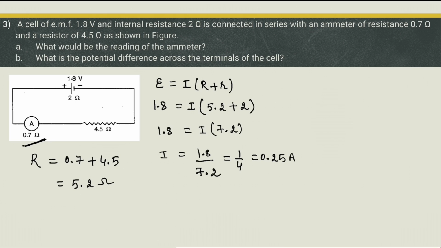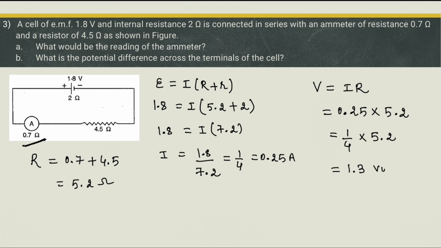And what is the potential difference across the terminals of the cell? So remember here current is flowing through the circuit. So potential difference across the terminals of the cell in that situation is known as terminal voltage, and the formula is I into capital R. Alright, so current is 0.25 into capital R is 5.2. But instead of taking 0.25, if I take 1 by 4, calculation becomes easy, right? Because now 52 divided by 4 is 13. So our answer is 5.2 divided by 4, which is 1.3 volt.